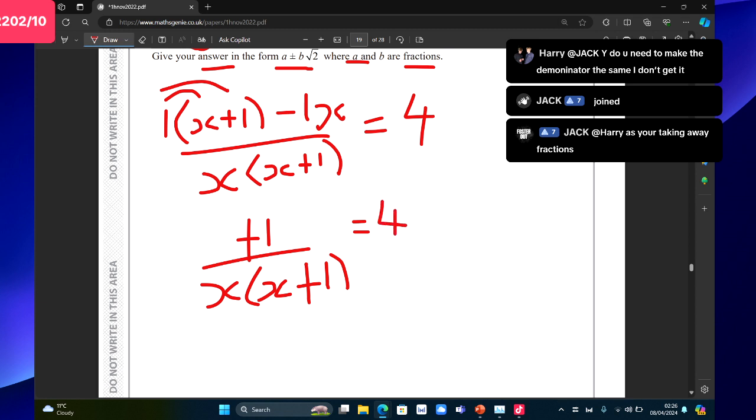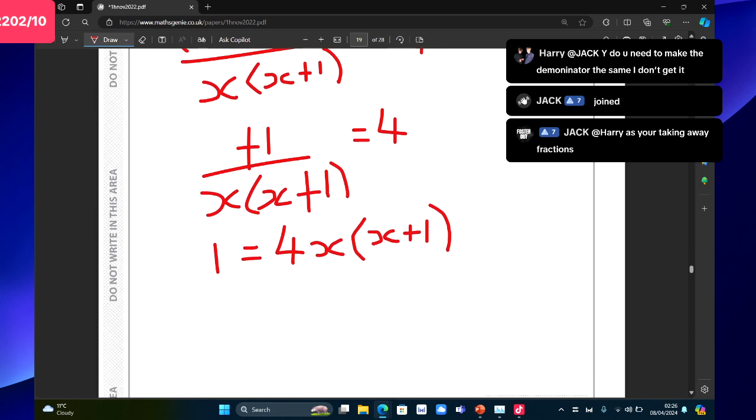I'm now going to multiply both sides by x brackets x plus 1 because I don't want a fraction on this side. So I'm going to have 1 is equal to 4x bracket x plus 1. I'm now going to expand the bracket and make it equal to 0 because I'm going to have a quadratic. So 4x times x is going to be 4x squared. 4x times 1 is going to be positive 4x. That's obviously equal to 1.